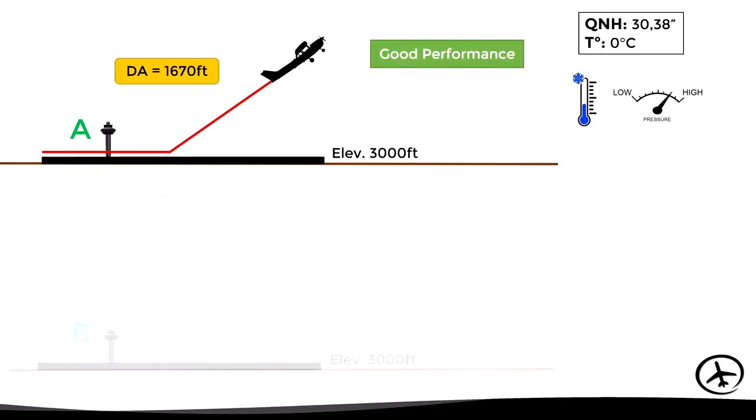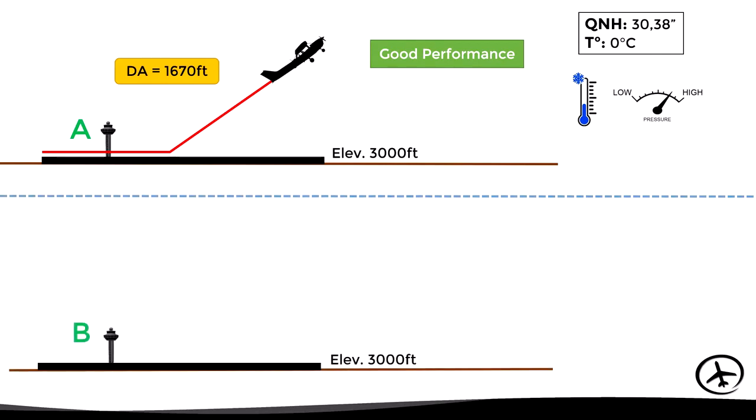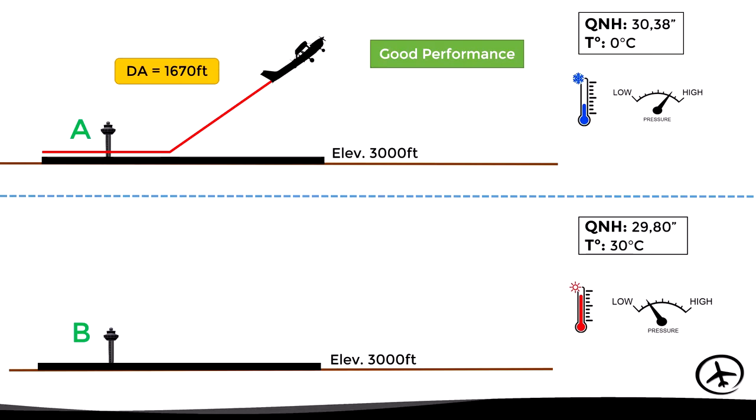On the other hand, let's look at Airport B, which also has an elevation of 3,000 feet, however it reports a QNH of 29.80 inches of mercury and a temperature of 30 degrees Celsius. This represents a relatively low pressure and high temperature, which results in a low air density. Now, since the density is low, it means that the density altitude will be high.